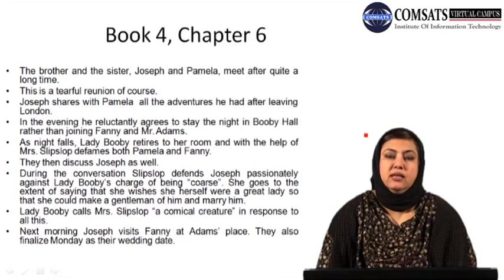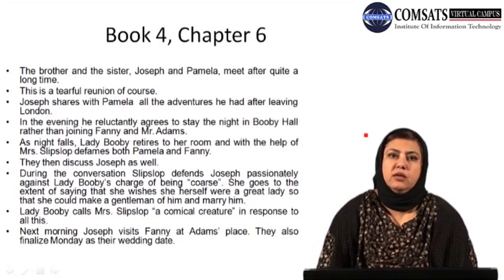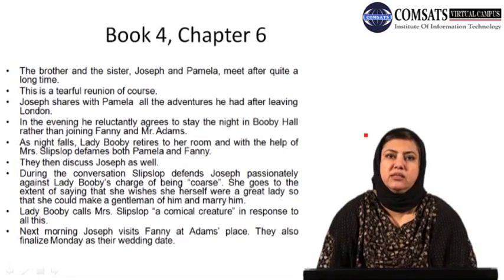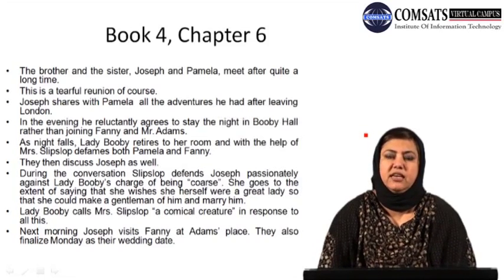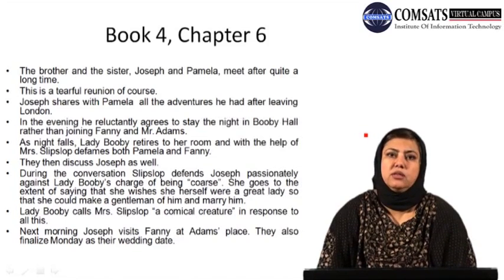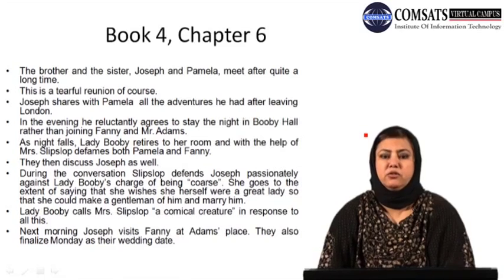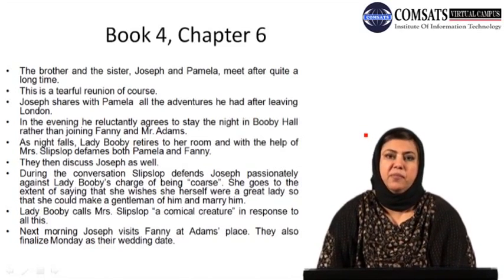Well, what we need to notice here is that since the very beginning of the novel, Slipslop would keep on offering delicacies and sweets to Joseph. We found even in the initial chapters that when in London, Lady Booby was very much angry with Joseph Andrews, who could not understand her advances and moves. Even in that situation, Slipslop wanted to rescue Joseph Andrews. Slipslop wanted to do this not because of her good nature as such, but because of her own selfish purposes. She too had a secret passion for this young man in her heart. Anyhow, throughout the novel, whenever a situation comes up, Slipslop always defends Joseph and tries to save him. Lady Booby calls Mrs. Slipslop a comical creature in response to all this.